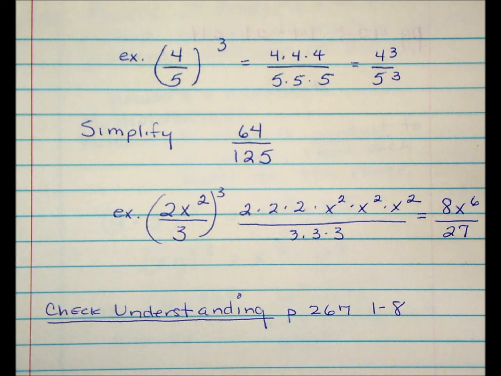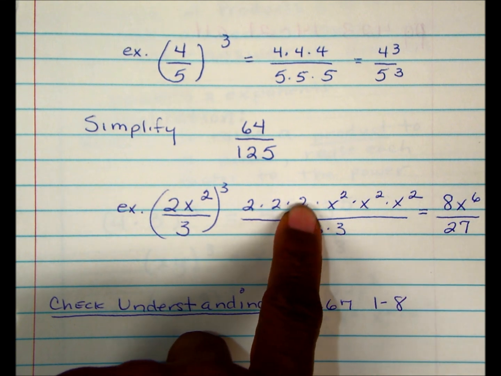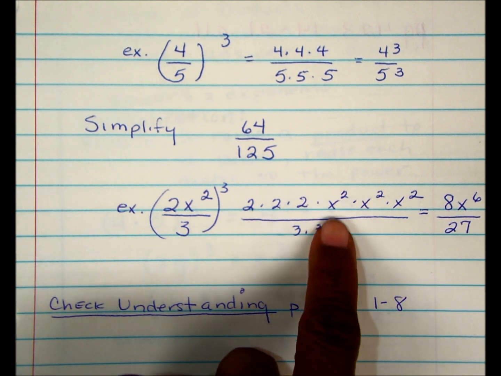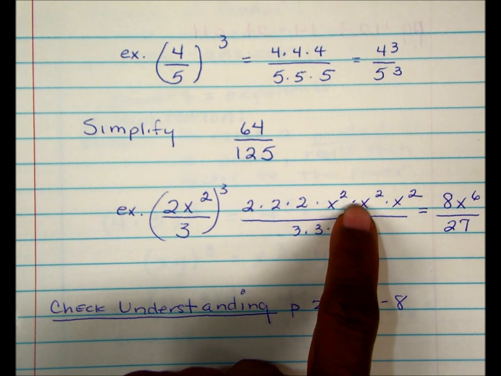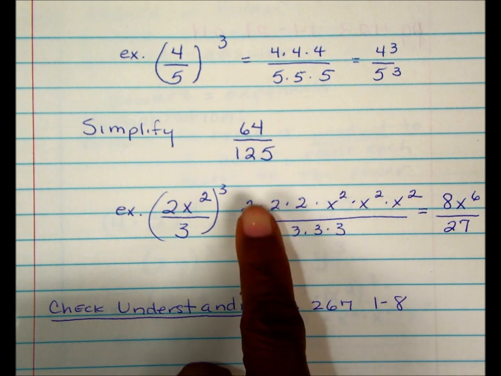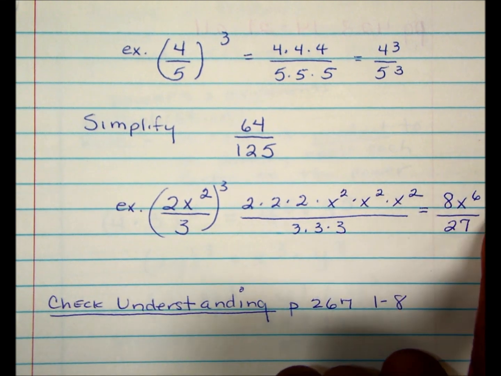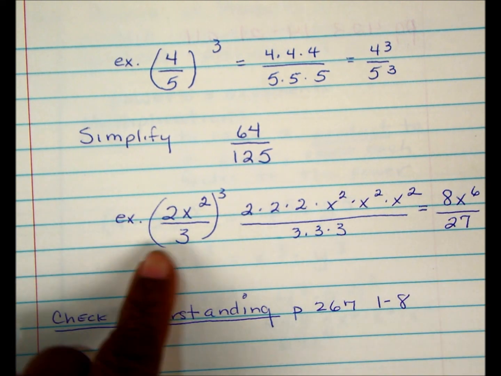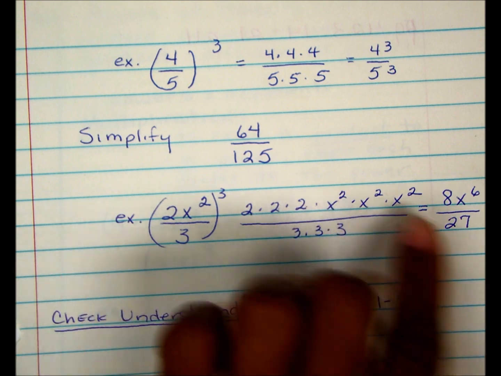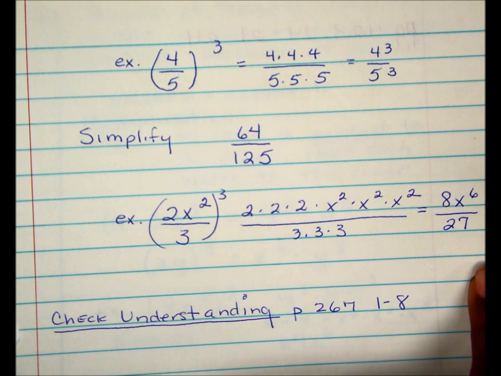Now let's do a problem with a variable. So it's (2x squared) to the 3rd power over 3. So I did 2 times 2 times 2, separating the terms out, so that only like terms are together. x squared times x squared times x squared, and 2 times 2 times 2 would be 8. x squared times x squared times x squared would be x to the 6th power, and then 3 times 3 times 3 would be 27. So we raise both the numerator and the denominator to the power of 3.